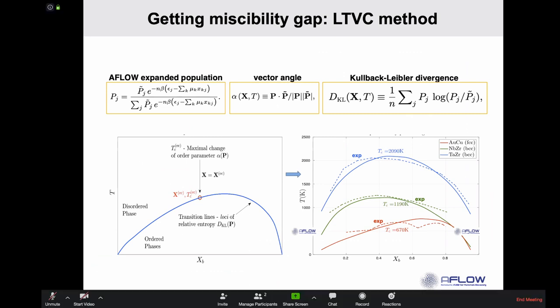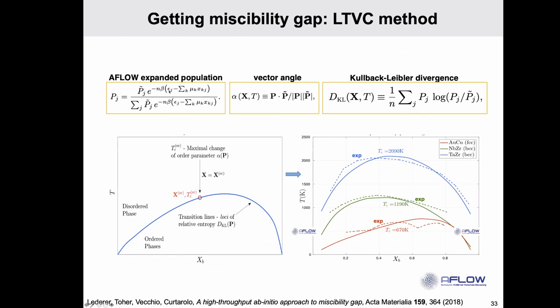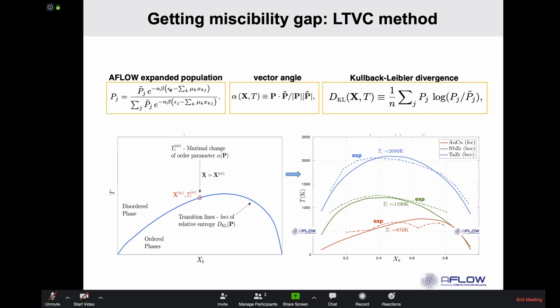So listen, to get this miscibility gap, we use this method that we developed, Cormac, Ken, and myself, right? And this is in this article, which we call the LTVC method. So what do we have? As you know, our website, the repository, has a lot of calculations, and we have all these calculations, which are these energies, and then we calculate for all these energies this population vector. What is the meaning? Meaning that every one of these calculations has an energy.